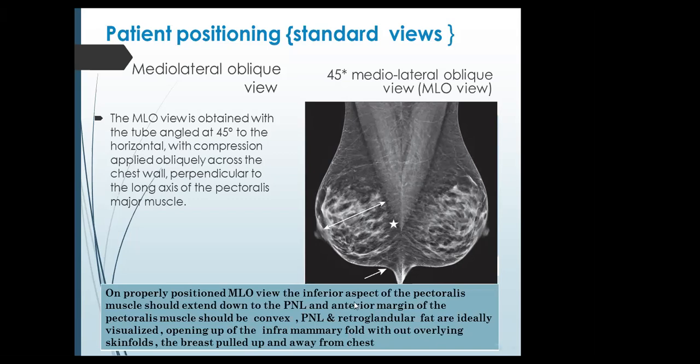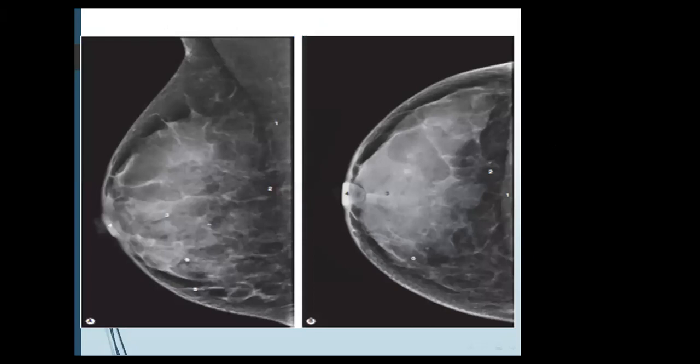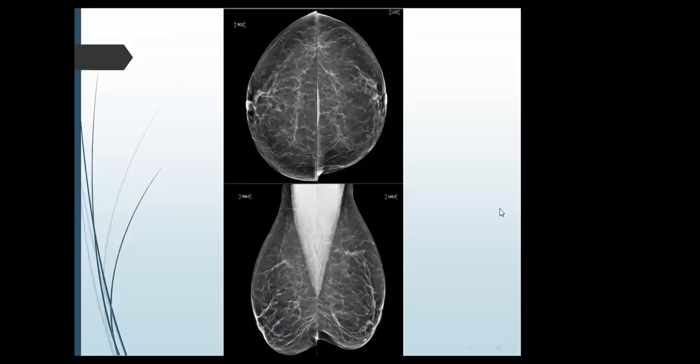This is the skin fold. The anterior inframammary skin fold should be opened. This is the mediolateral oblique view and craniocaudal view. This is the nipple and glandular tissue, retromammary fat, and the pectoral muscle. And this is the suspensory ligament. This is a craniocaudal view. The other views, craniocaudal and mediolateral oblique, show the pectoral muscle, nipple, and parenchymal tissue.